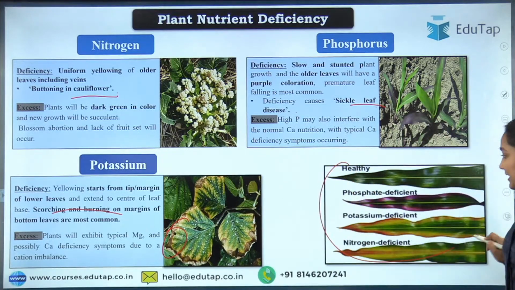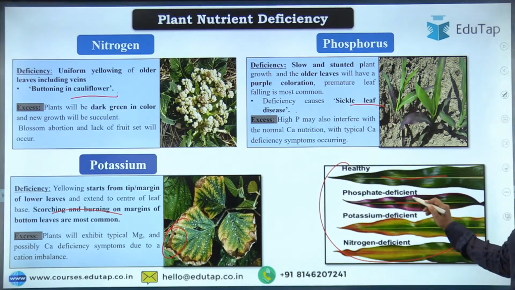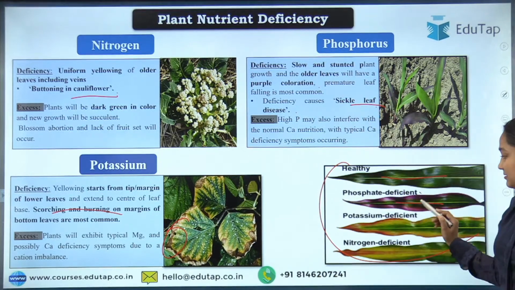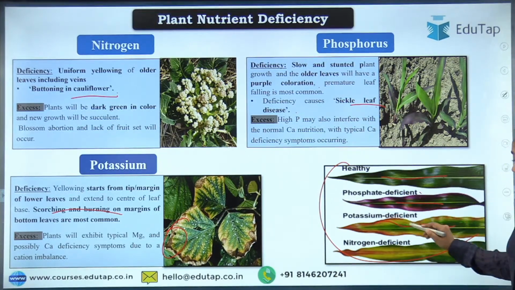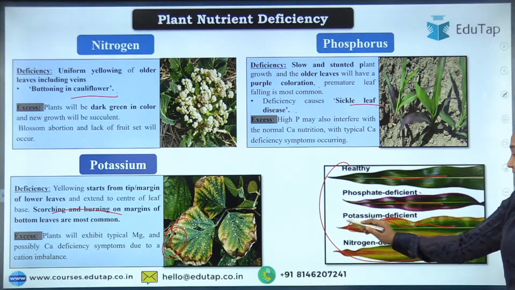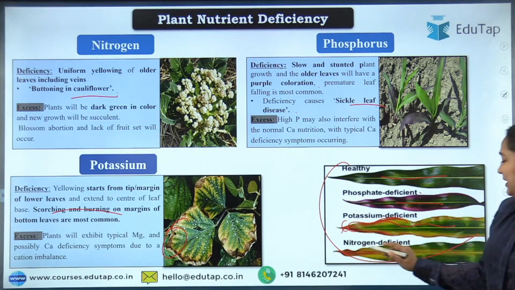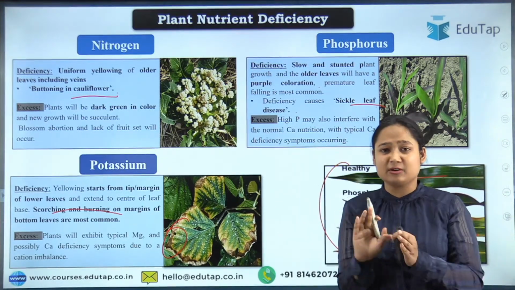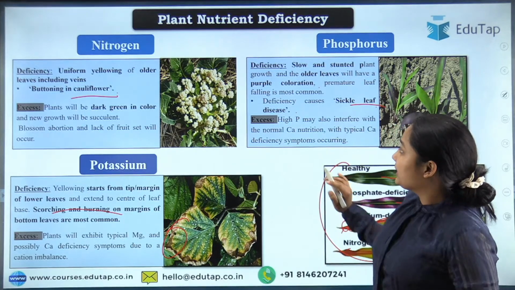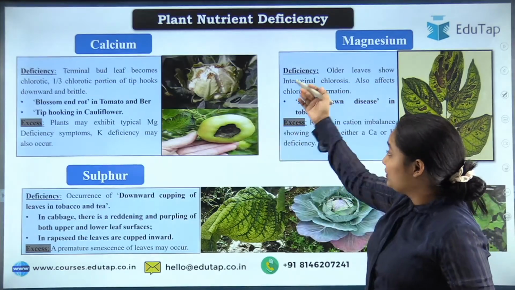Okay, now let's move to the other nutrients that are important. First of all, let's see a healthy plant. Phosphorus, a purple coloration, as I have told you, will be happening, and for potassium you can see the ends seem like they are burning. For nitrogen, you should only remember the buttoning of cauliflower is happening.